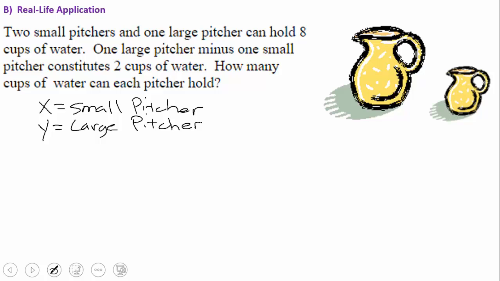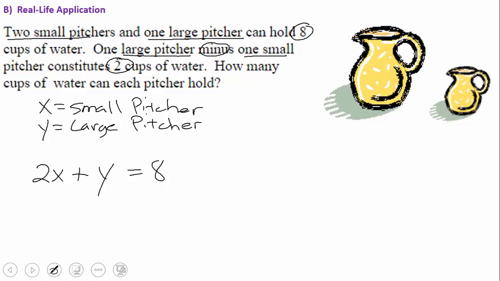All right, so now it says that 2 small pitchers and 1 large pitcher holds 8 cups. Well, there's our first equation right there. 2 small ones, that's 2x, plus 1 large one, that's y, can hold 8 cups. It says 1 large pitcher minus 1 small pitcher constitutes 2 cups. So 1 large, that's y, minus a small, x, and that's going to give us 2 cups. So now we have our 2 equations, our system.